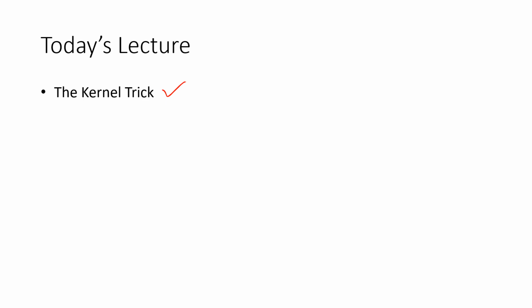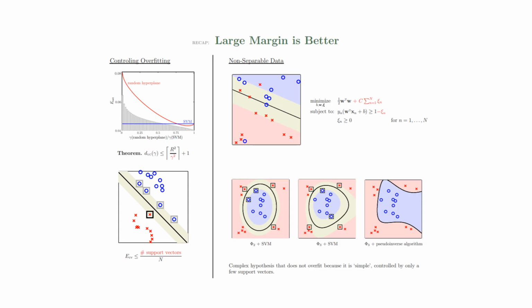And before we do that, let's, as always, recap what we did last time. So, last time we focused on the evidence, both experimental and theoretical, that pointed us to the fact that maximum margin is better, right? A fatter margin is better.